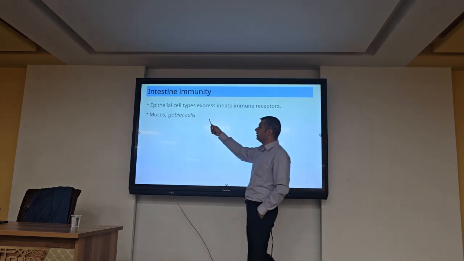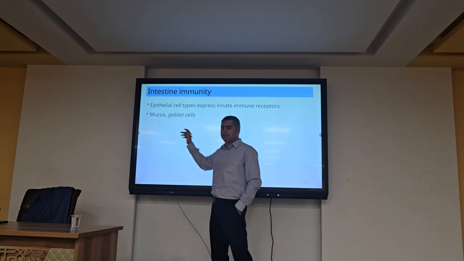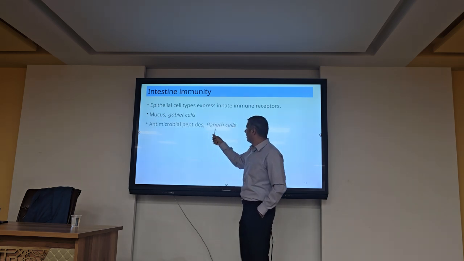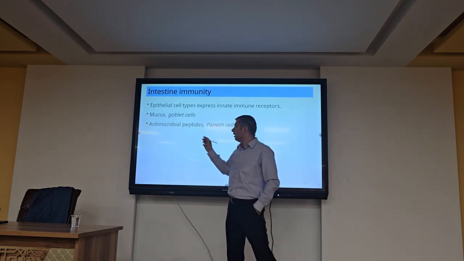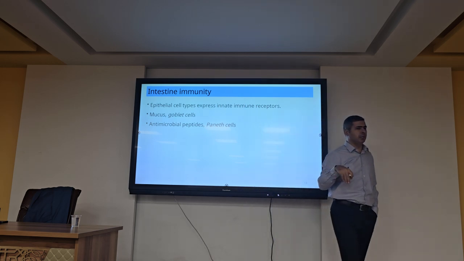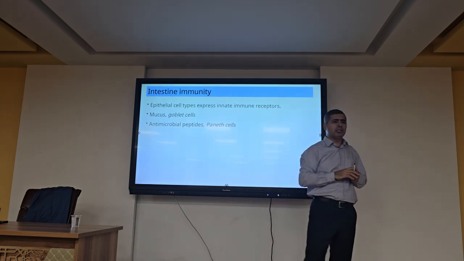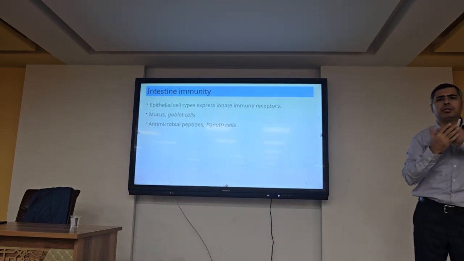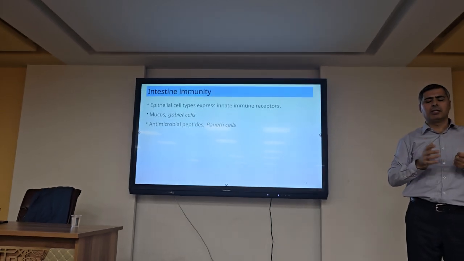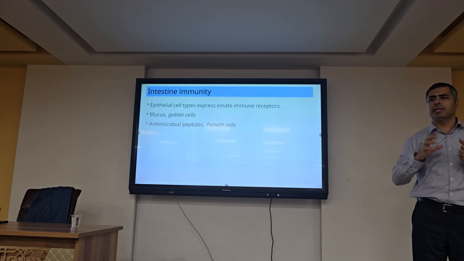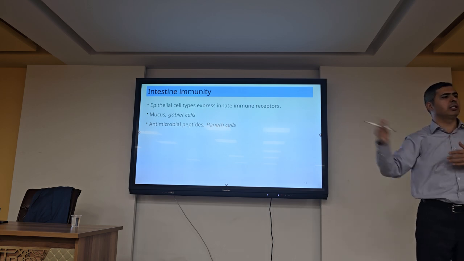We have some specialized epithelial cells like goblet cells that produce mucus. And we have other specialized epithelial cells like Paneth cells that produce antimicrobial peptides. There are several antimicrobial peptides that bind to the microorganism and kill them. They are called natural antibiotics. They bind to the surface of the bacteria and they can lyse the bacteria or other microorganisms.